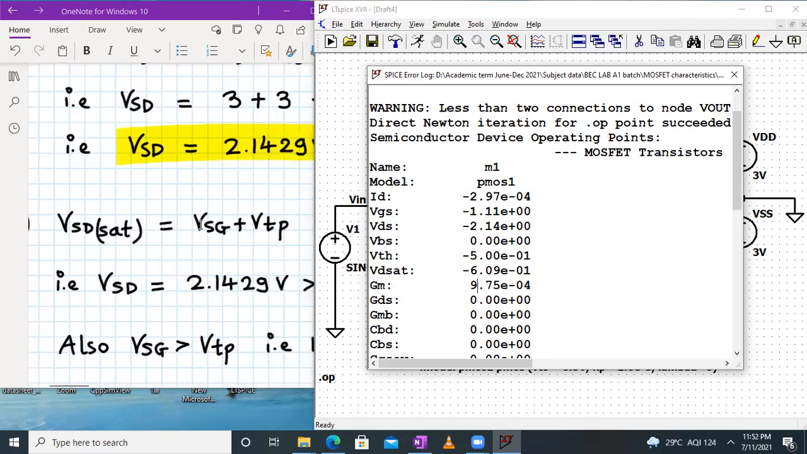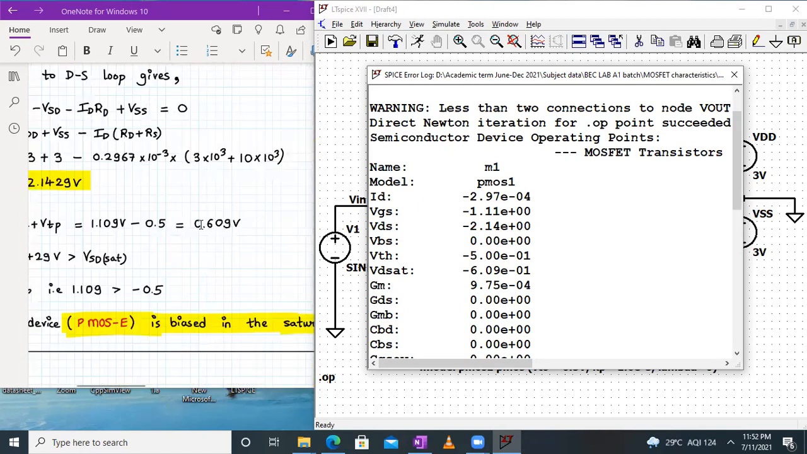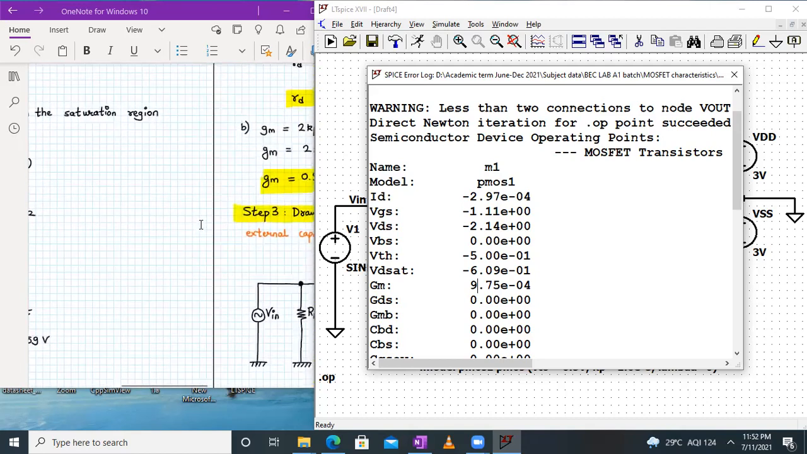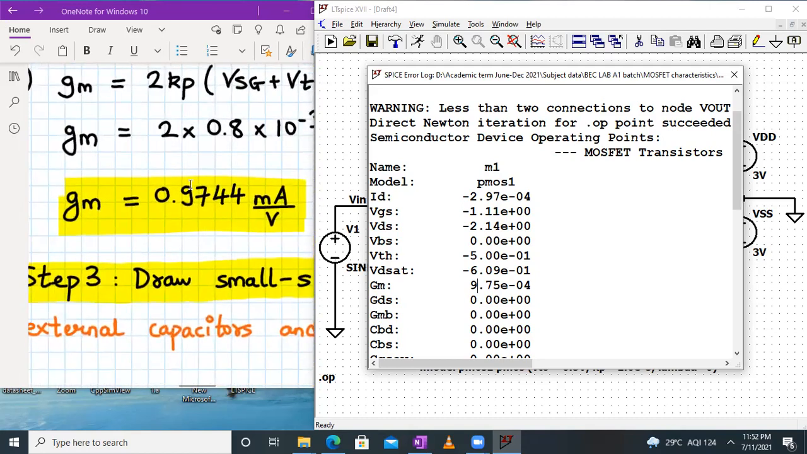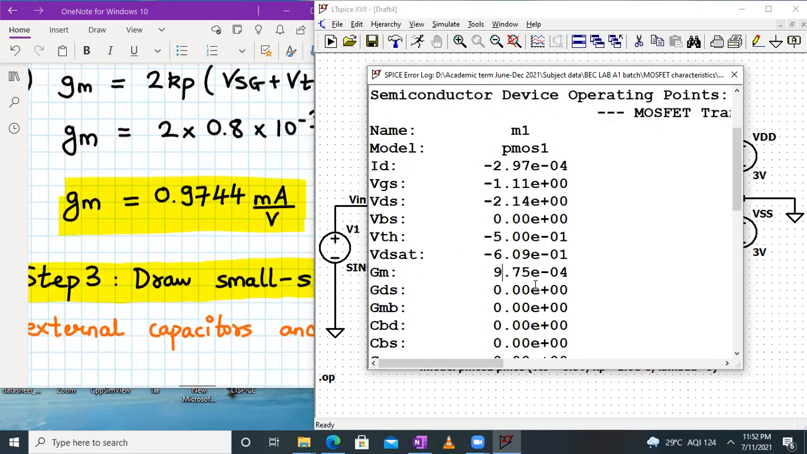Fine. And then the value of GM will also be there. Let us check the value of GM. So GM comes out to be 0.9744. In SPICE, it is approximating up till 2 decimals. So we are getting the value of GM as 9.75 into 10 raised to minus 4, which is 0.975 milliampere per volt.